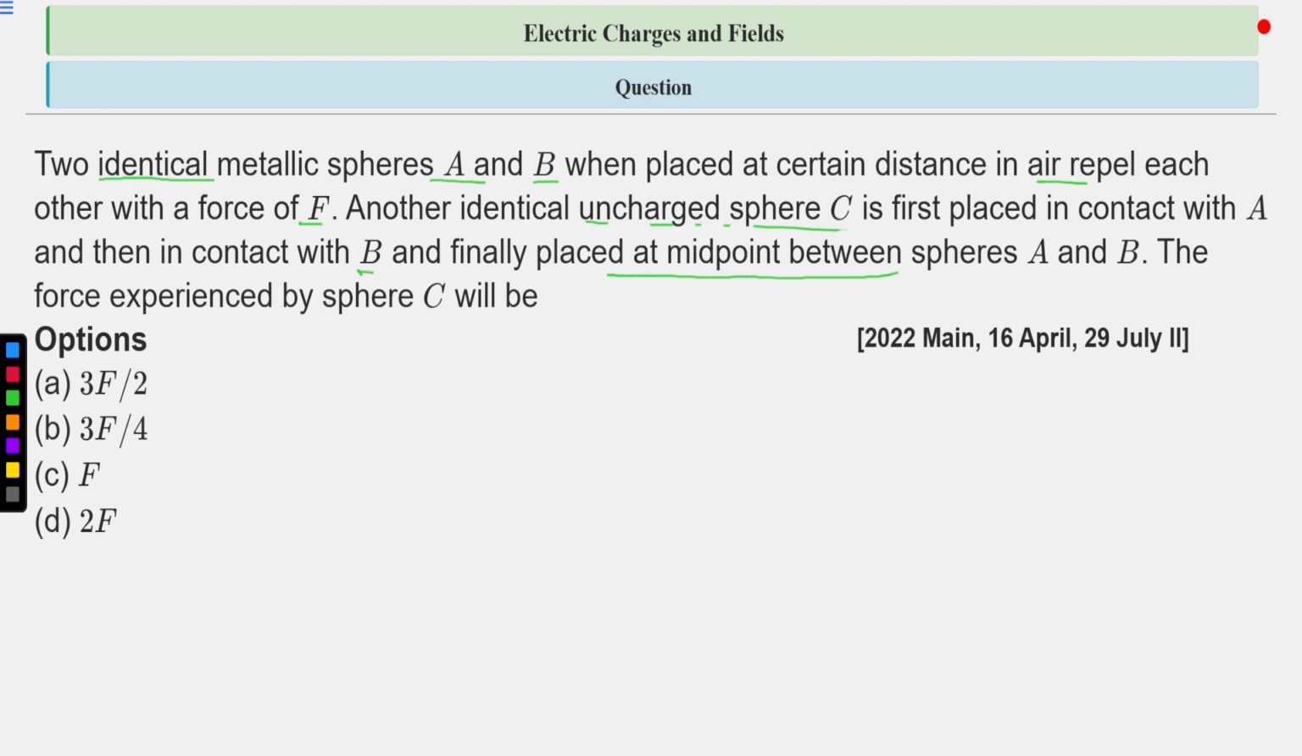Now we have to find the force experienced by sphere C, that is, the net force experienced by C due to A and B both. Now A and B initially repel each other in air. That means the polarity of charge on A and B is the same. Either they are positive charges or they are negative charges. Options are 3F by 2, 3F by 4, F or 2F. So take some time to think about it.